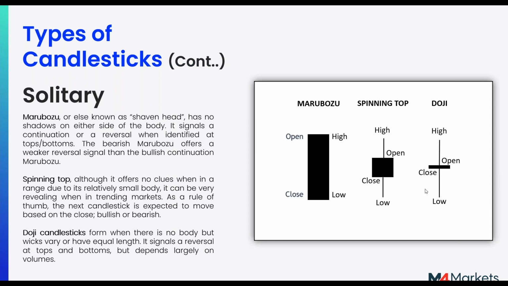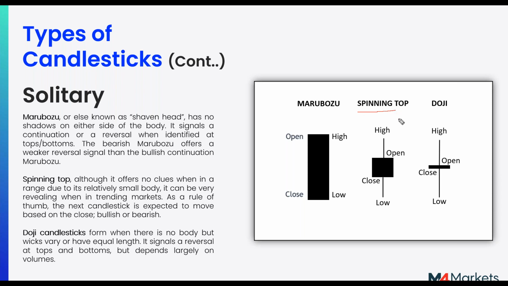First of all, I want to speak about the Marubozu because a lot of people don't know it. It's also known as a shaven head. It has no shadow to the top or to the bottom. It has no wicks, and it signals a continuation or a reversal when identified either at tops or bottoms. Now, the bearish Marubozu, which is the version you see over here since it's all blacked out, offers a weaker reversal signal than the bullish continuation Marubozu variation, just to keep that in mind.